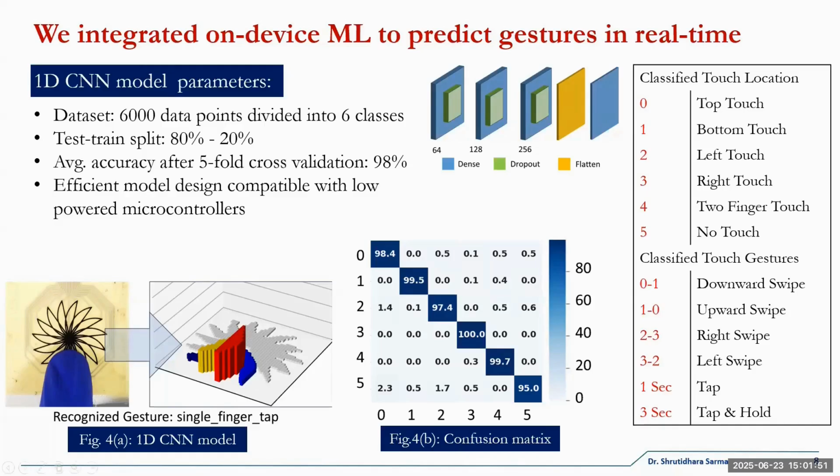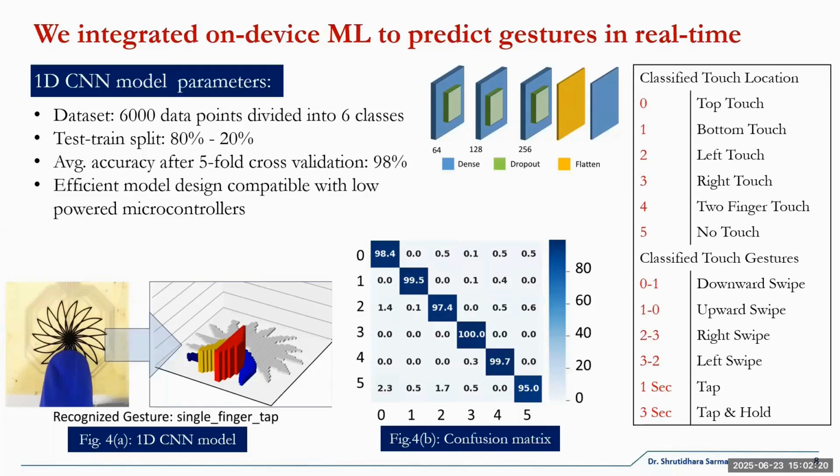The data set is we have trained with 6,000 data points into 6 different classes. Here are the 6 different classes from 0 to 5. You can see top touch, bottom touch, left, right, no touch, and two finger touch. And then we combine those touches to detect swipe. So if the system detects a top touch first and then a bottom touch, it automatically takes it as a downward swipe, or vice versa, an upward swipe, and so forth.